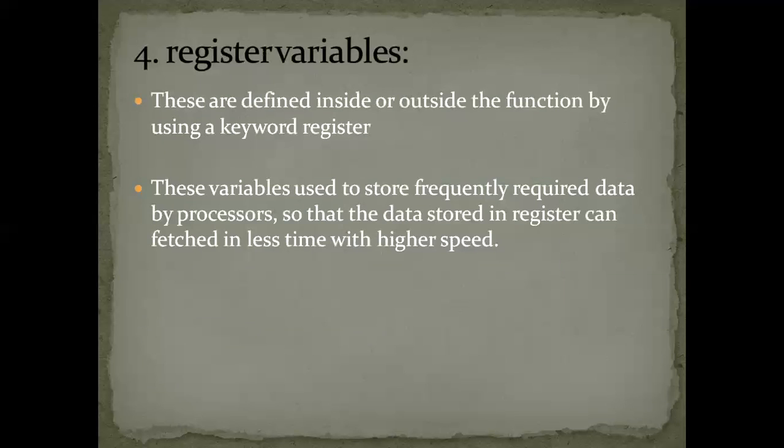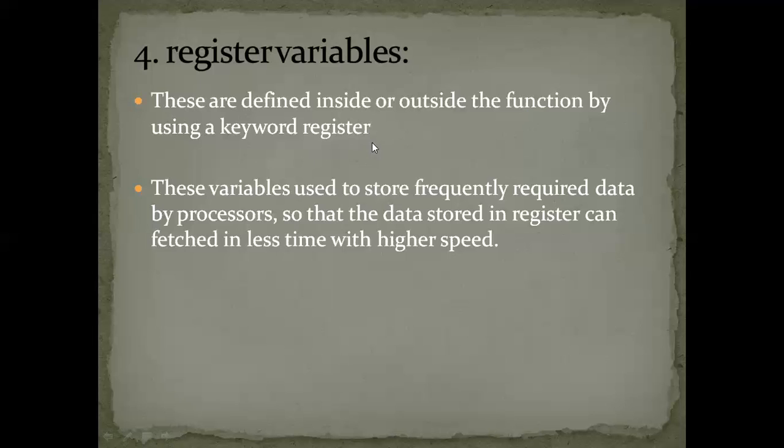The last variable is the register variable. So what is this register variable? These variables will occupy space from the CPU's registers instead of the computer's primary memory, that is RAM. So it means these variables occupy space in the CPU's registers instead of the computer's primary main memory. What is the primary memory of a computer? RAM, that is random access memory. So these are defined inside or outside the function by using the keyword register.